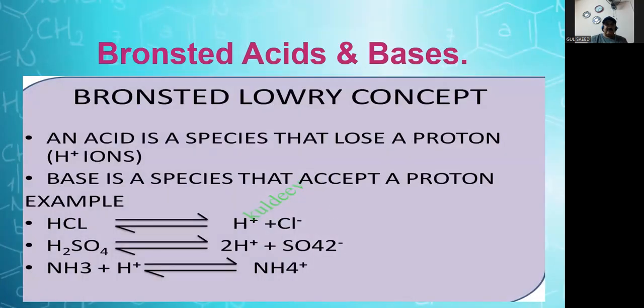Now, what are Bronsted acids and bases? According to the Bronsted-Lowry concept, an acid is a species that loses a proton, meaning a hydrogen ion, while a base is a species that accepts a proton. For example, HCl, when ionized in water, produces hydrogen ions plus chloride ion. H2SO4, when ionized in water, produces hydrogen ions plus sulfate ion. And NH3 takes a hydrogen ion to produce the NH4+ ion. This is the ammonium ion.